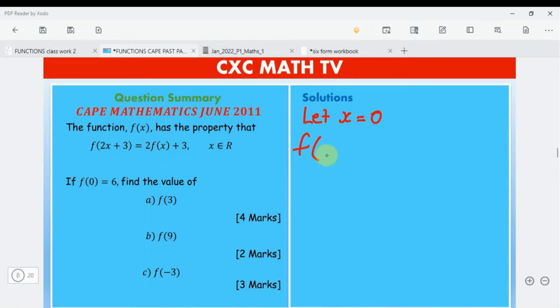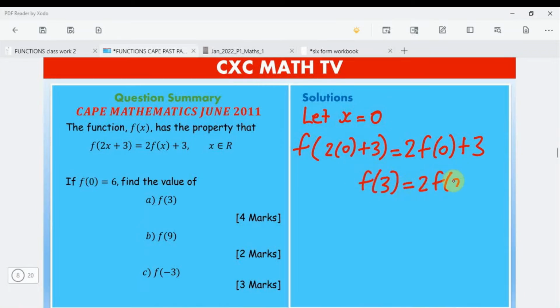So that means we're going to have f of 2 times 0 plus 3 is 2f of 0 plus 3. Now, f of 2 times 0 plus 3 is just f of 3. So f of 3 is 2f of 0 plus 3. Now guess what? f of 0 is 6. So f of 3 works out to be 2 times 6 plus 3. That's 12 plus 3, which is 15. So f of 3 is equal to 15.